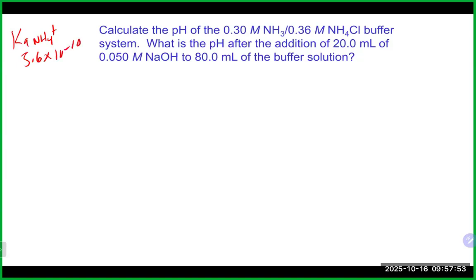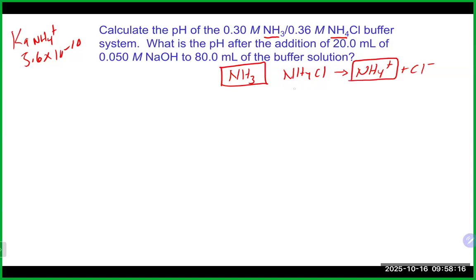All right, so first off, when we look at this, we should know it is a buffer by the relationship of these two things. This is NH3, and NH4Cl is a salt that will break apart into NH4 plus and Cl minus. So the actual buffering part here are these two guys. These two guys are a buffer. Remember, a weak acid and a conjugate base, or in this case a weak base and a conjugate acid, is what we've got going on here.